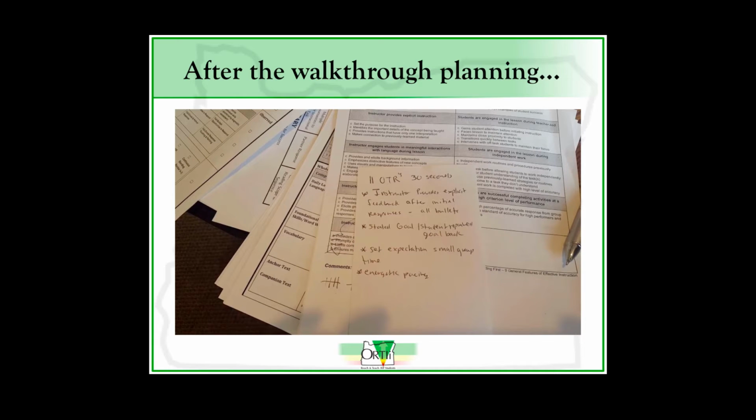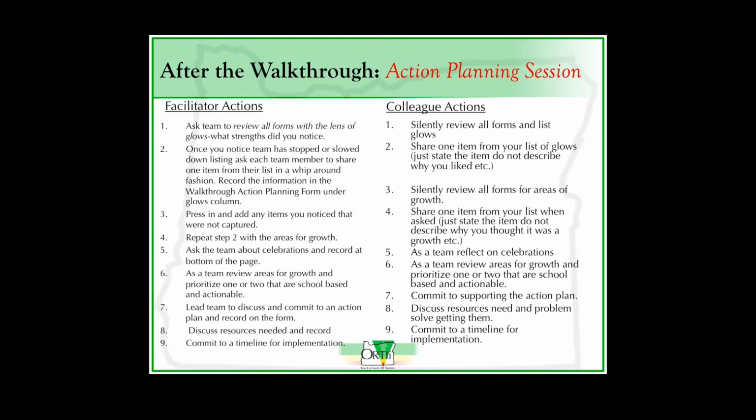There were 11 opportunities to respond in 30 seconds. The instructor provided explicit feedback after initial responses, and they hit all the bullets from that box. You can see that right here, it's marked. The goal was stated and students repeated the goal back, and they set expectations for small group time, and there was energetic pacing. This is an example of looking through all the walkthrough forms, finding those glows. Let's talk about what this really looks like in the next step.